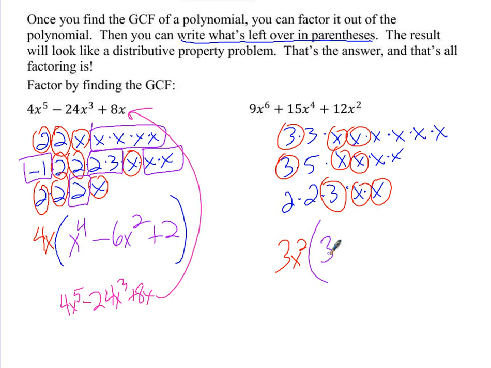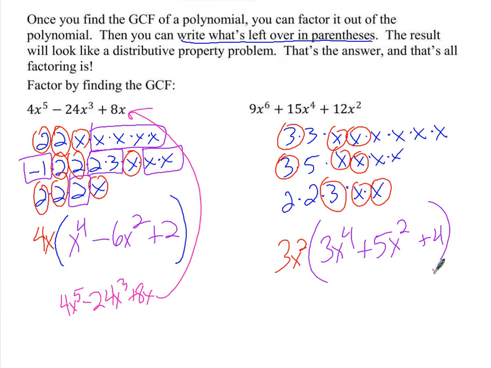3x to the fourth plus 5x squared plus 4. So there's your answer. Now it's factored. All right.